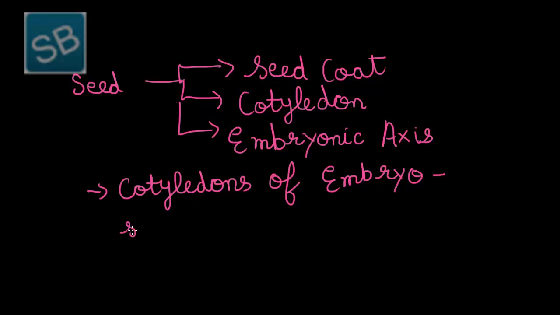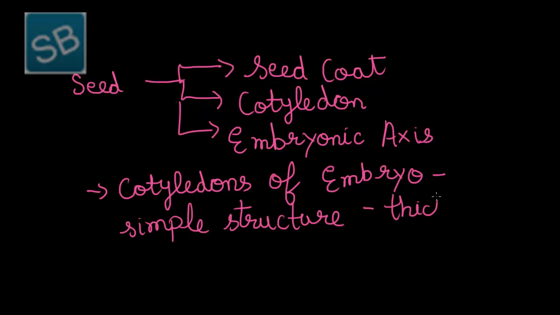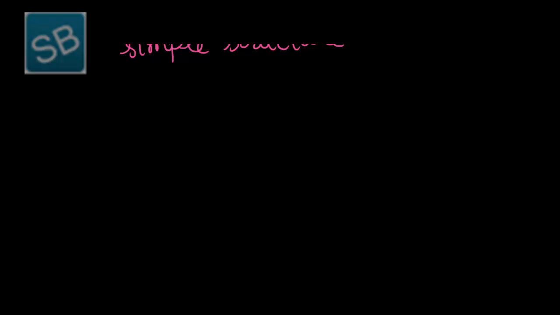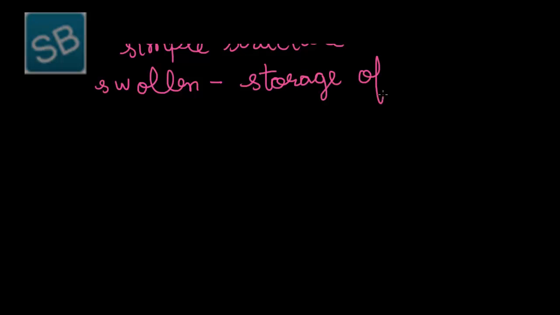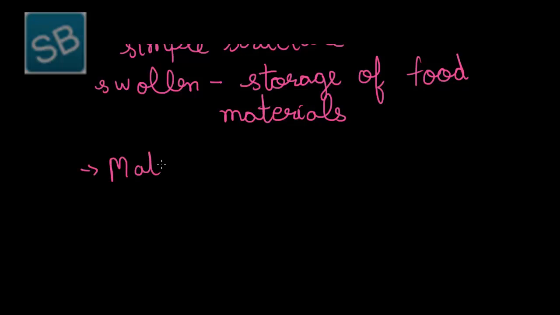are considered as simple structures which are thick and swollen in nature. This swollen portion occurs because it acts as a storage of food material. That is, it acts as a reservoir of food material. Now, mature seeds can be either endospermic or non-endospermic. That is, two types of mature seeds occur.